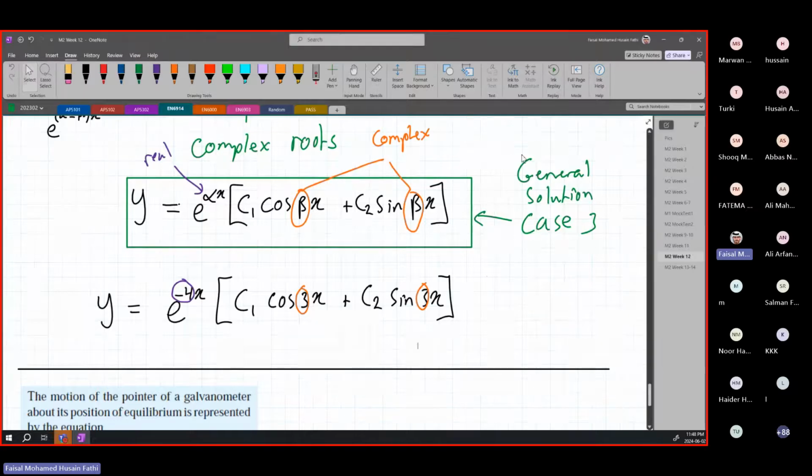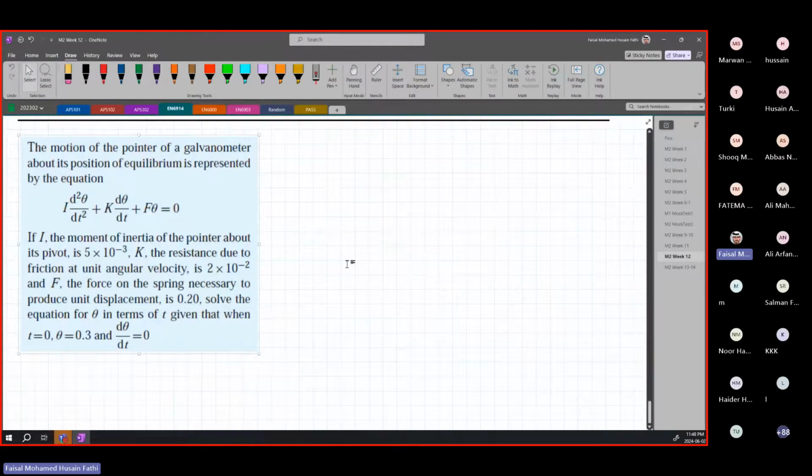Sorry, you will always be solving your general solution first, and then you're going to be applying. So let's look at this question. The motion of the pointer of a galvanometer about this position of equilibrium, and so on.